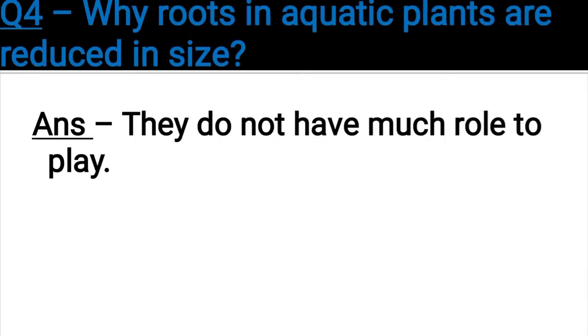Next question is, why roots in aquatic plants are reduced in size? So the answer is because they do not have much role to play. That means that the roots of the aquatic plants are generally reduced in size. That means their size is smaller in comparison to the roots of the plants which are found in terrestrial habitats.